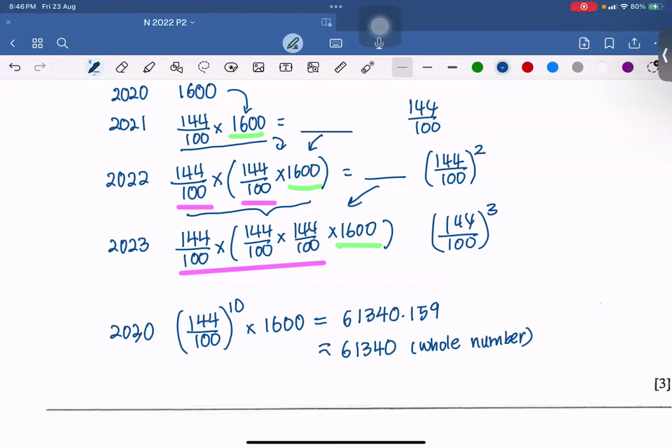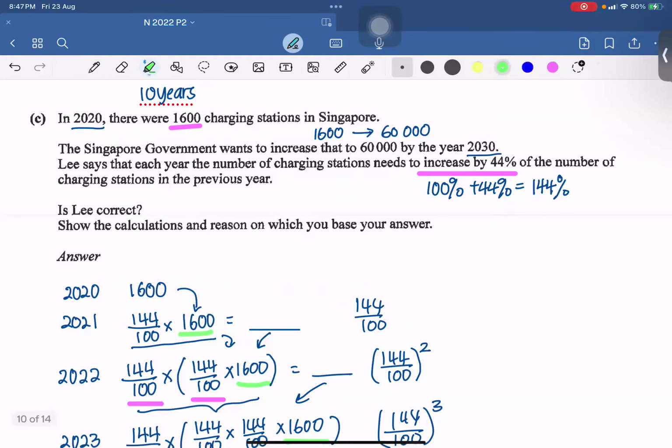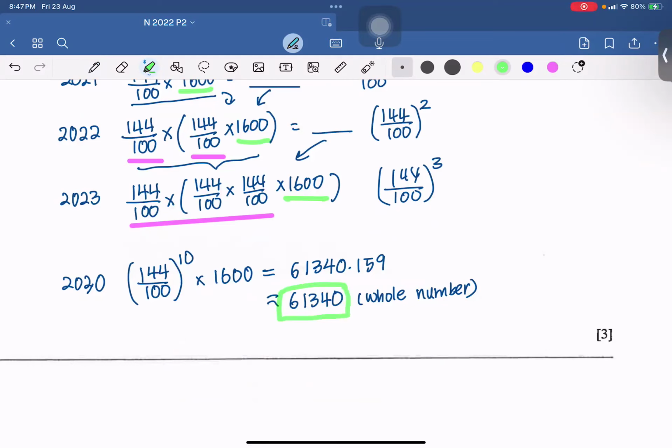Okay, and then I need to refer back to the question. What was the target? The target was 60,000. He says this one is true. Will this meet 60,000? Is it more than 60,000 already? Yes, right. It is greater than, if you can't write the mathematical symbol, you can write greater than 60,000. So is what he said correct? Yes.